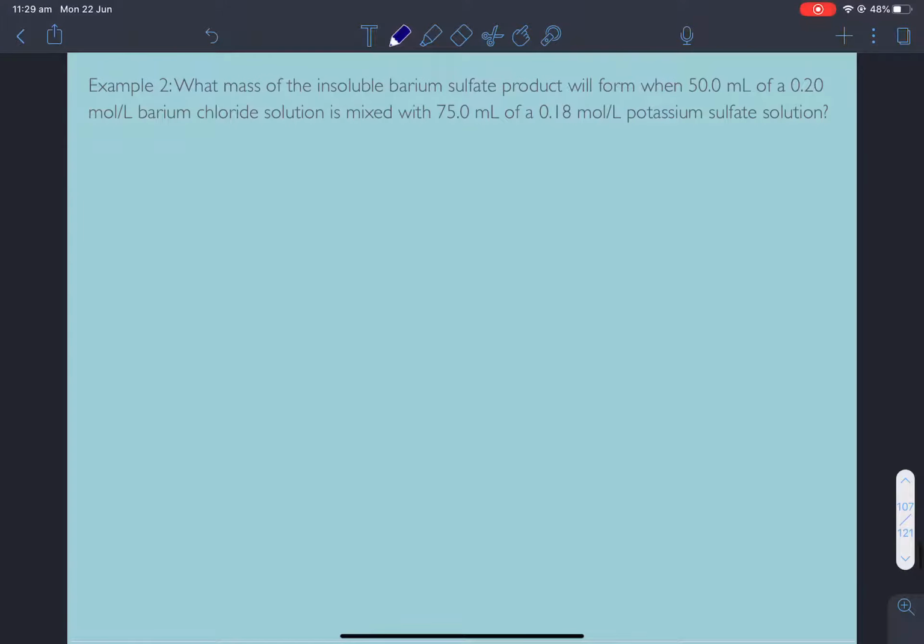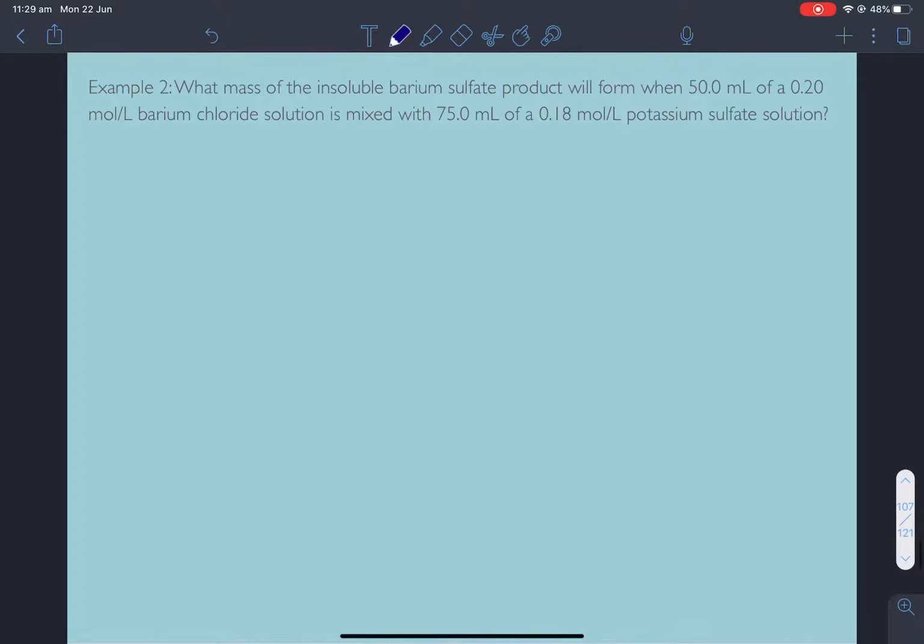Alright, let's work on this next problem. What mass of insoluble barium sulfate product will form when that volume and that concentration of barium chloride is mixed with that volume and that concentration of potassium sulfate? We've got a precipitation reaction happening here. Okay, let's do an equation.